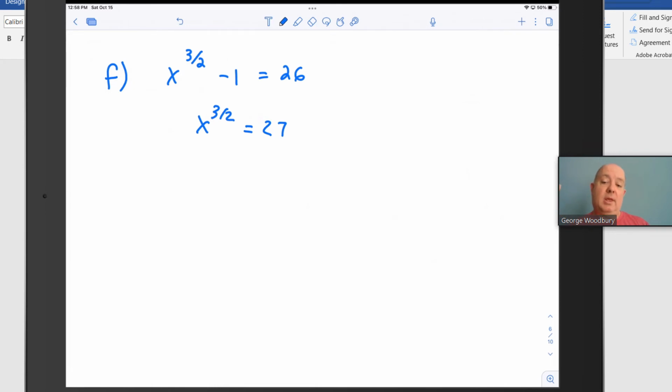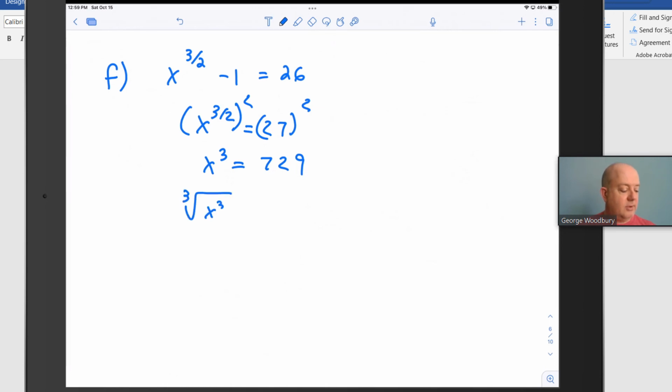So I know that I've got a power of 3 on the left-hand side and a root of 2, and I can get rid of those with a 3rd root, or raising something to the 2nd power. I'm going to get rid of the root first. I'm going to raise both sides to the 2nd power. That gives me x to the 3rd power equals 729. And then I can take the cube root of both sides.